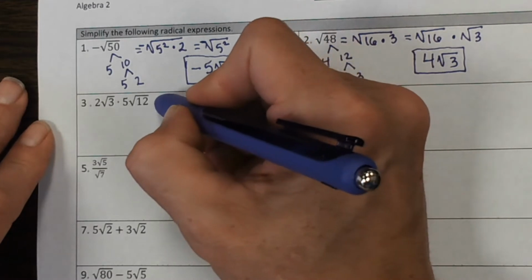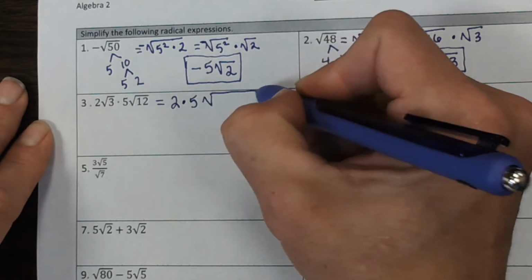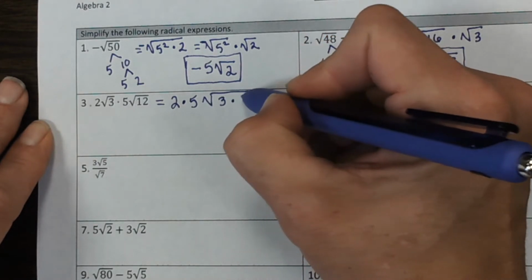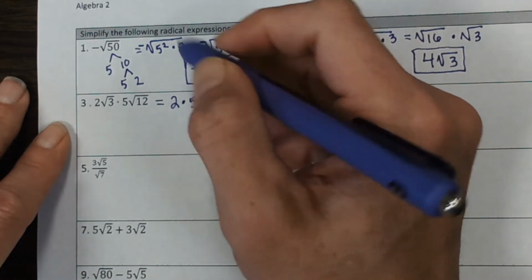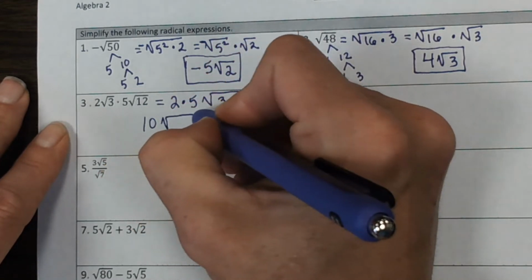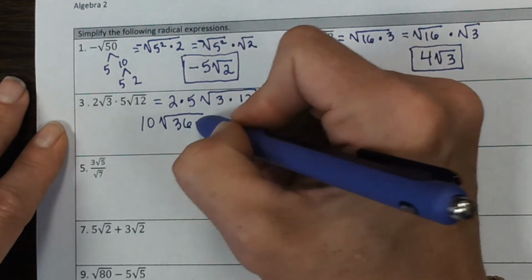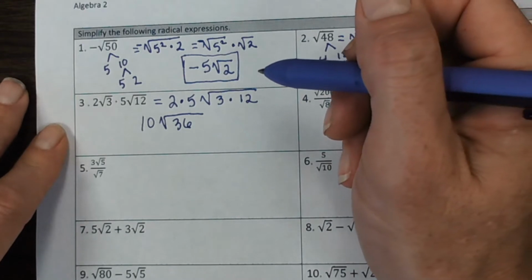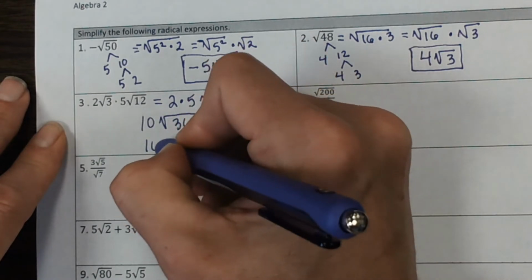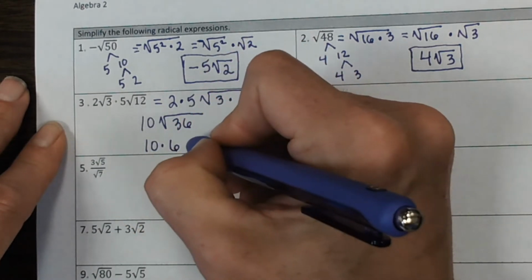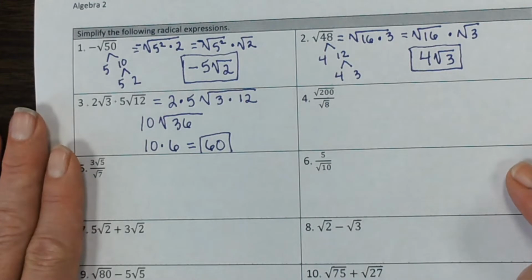Okay, now we're multiplying. So when we multiply, remember we multiply the number on the outside times the number on the outside and the number on the inside with the number on the inside. So outside we have 2 times 5 is 10. And then we look at it and we say, okay, 3 times 12, that's 36. And then we notice that 36 is a perfect square. 36 is just 6 squared. So then the square root of 36, or 6, would come out, and it would multiply with what's already there. So 10 times 6 would be equal to 60. So 60 would be my simplified answer.